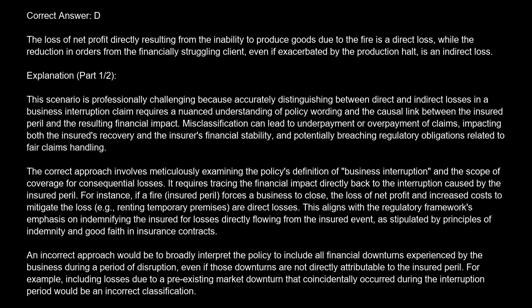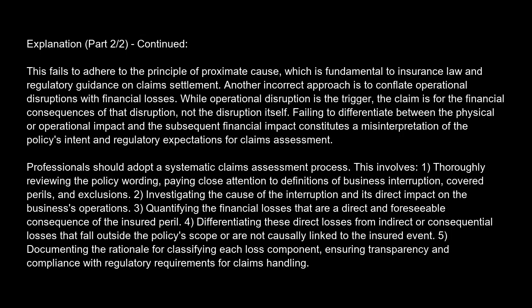An incorrect approach would be to broadly interpret the policy to include all financial downturns experienced by the business during a period of disruption, even if those downturns are not directly attributable to the insured peril. For example, including losses due to a pre-existing market downturn that coincidentally occurred during the interruption period would be an incorrect classification. This fails to adhere to the principle of proximate cause, which is fundamental to insurance law and regulatory guidance on claims settlement.